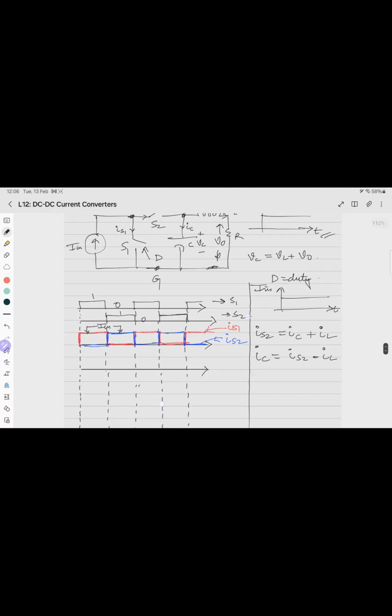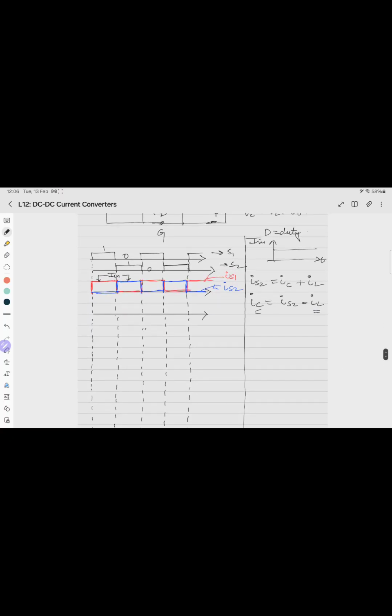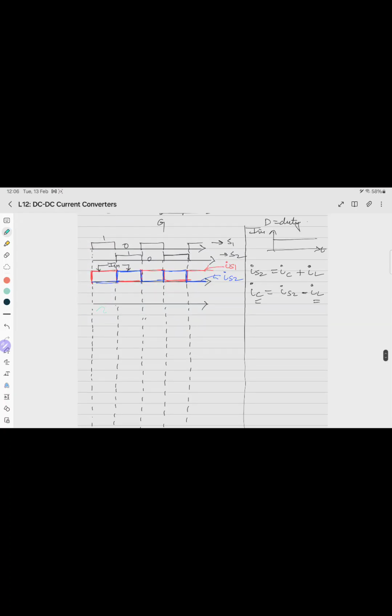When S1 is on, S2 is off. So IS2 will be 0. So the value of IC will be what? Minus I naught. So I'll draw here minus I naught when the switch S1 is on. This I'll write as minus I naught.